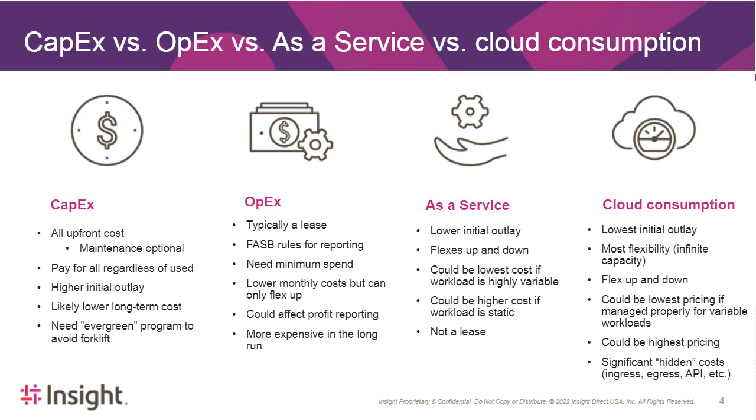And then just as comparison, I think we're all familiar with cloud consumption models, but using the lowest initial outlay of capital, technically infinite capacity, generally what comes alongside that becomes infinite billing. You can flex up and down. Could be lowest pricing. Again, variable workloads generally have some pricing benefits. Static workloads generally have a higher cost. And then usually with cloud consumption, you do get some quote unquote hidden costs there. You get things like ingress, egress, API charges. The cost of moving and writing and deleting data on those cloud providers.